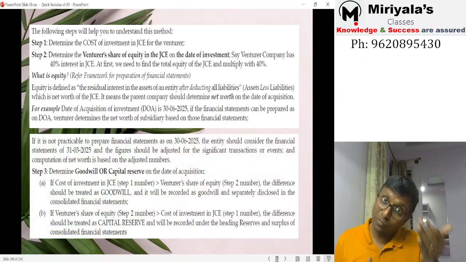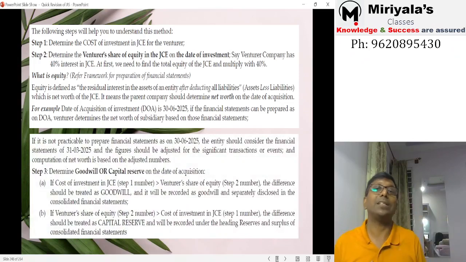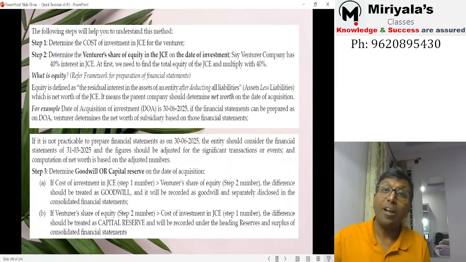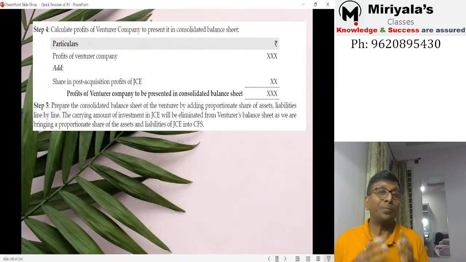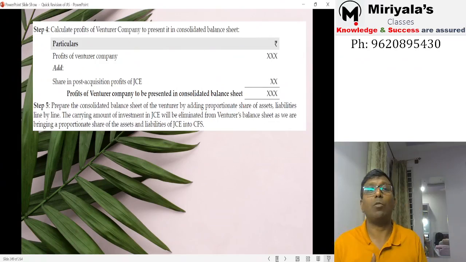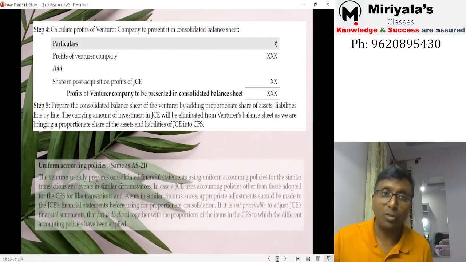If it is goodwill, goodwill will be recognized. If it is a capital reserve, it will be recognized. Like accounting standard 21, the same way you are going to show it in the consolidated financial statements. Since I am recognizing only my 50 percent, there won't be a concept of minority interest. In the same fashion, like step 5 of accounting standard 21, what are the profits of the venture? My company's profits I will take, plus our share of post-acquisition profits of the venture entity. This total will be taken into the consolidated balance sheet.